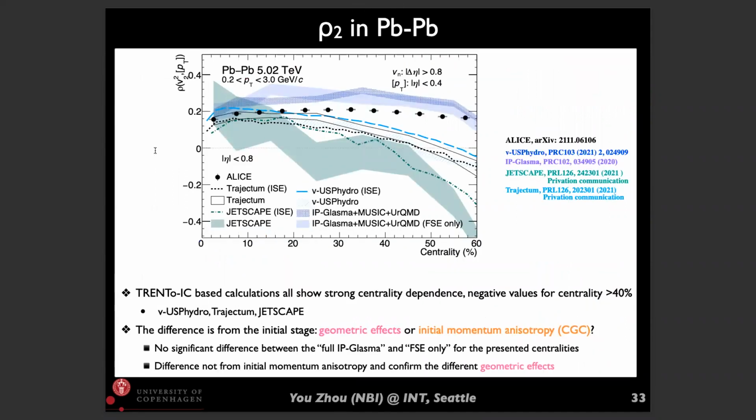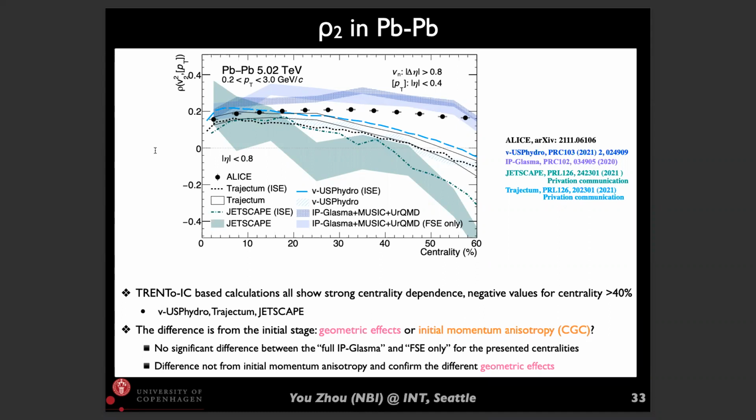So the v2-pT correlation is positive for the percent centrality 0 to 60%, and the result is rather flat with centrality. This weak centrality dependence is better captured by the IP-Glasma calculation. In this calculation, I don't remember if it's from Chun or from Bjoern, they very kindly provide the calculation called FSE, final state effect only. They find some way to reject the contribution from the initial momentum anisotropy from CGC, so that when we see differences, it might indicate the presence of the CGC effect. But within this calculation, you don't see anything so far.